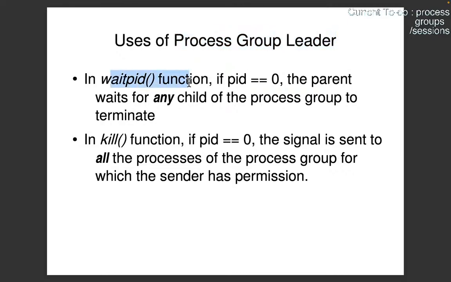So in the waitpid function, if PID is equal to 0, the parent waits for any child of the process group to terminate. And in the kill function, if PID is equal to 0, the signal is sent to all the processes of the process group for which the sender has permission. So basically, it deals with the same process group. The processes in the same process group are affected by the kill and waitpid functions.